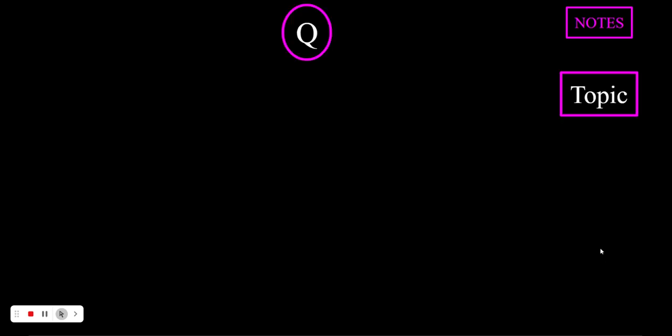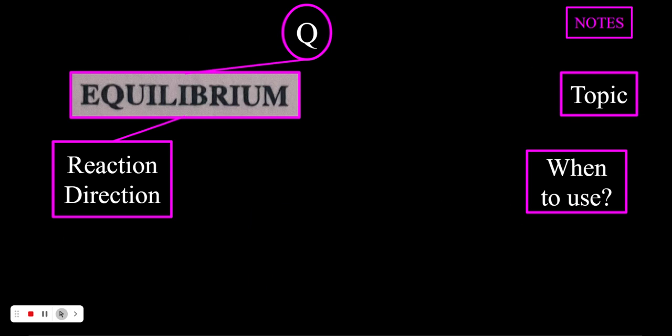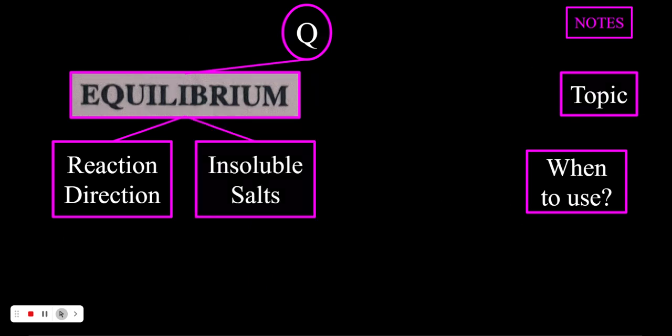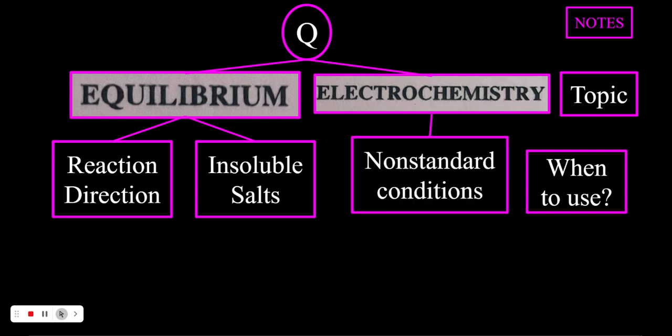The topic of Q, when it's with equilibrium, you're going to use it with two topics: which way the reaction's going, and with insoluble salts. With electrochemistry, you use it in non-standard conditions. That's like not 1 molar or a few other conditions, like not 1 ATM kind of thing. All right. Now here's an example.